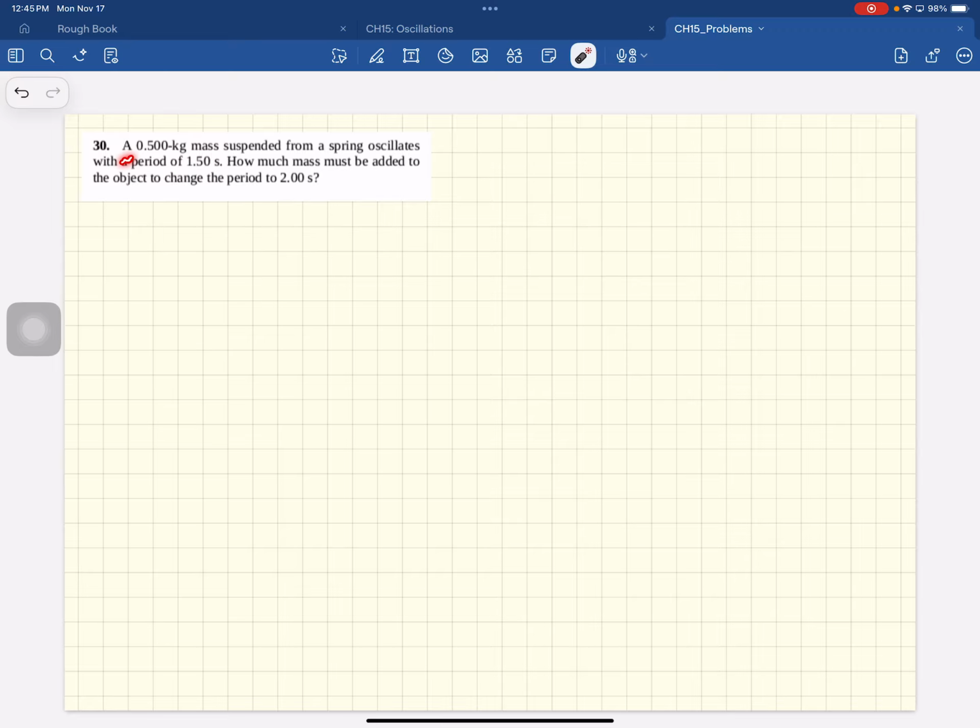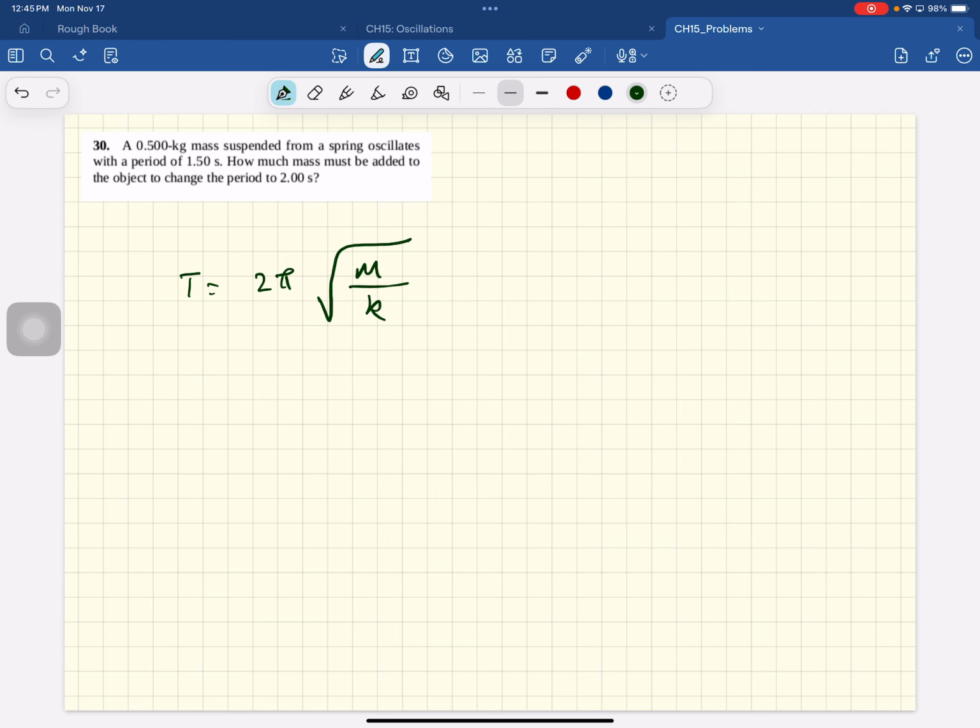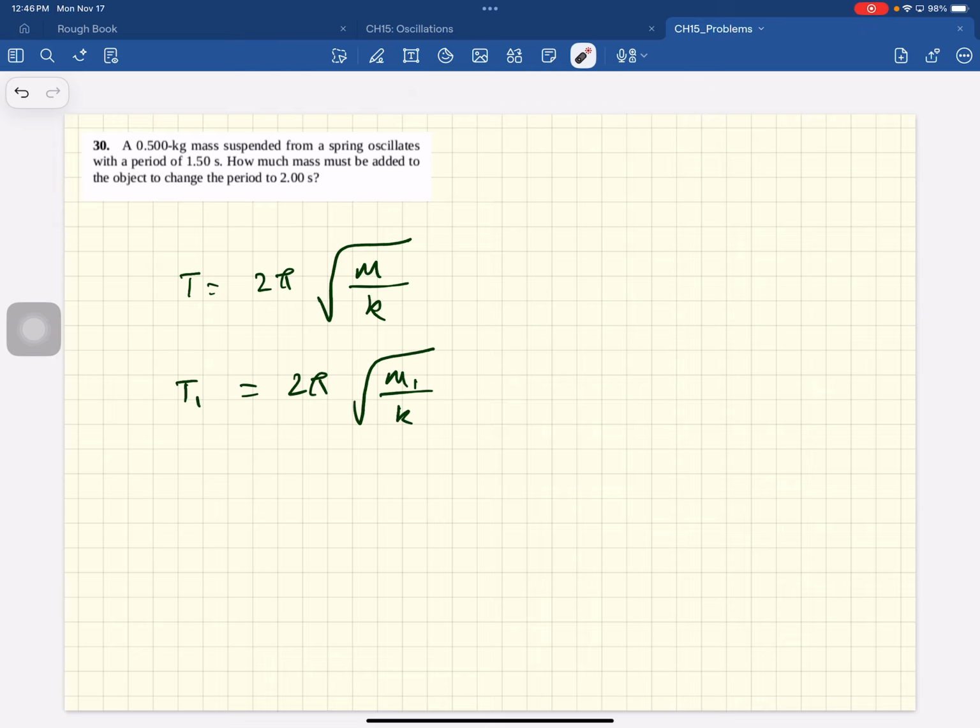This problem says a 0.5 kg mass suspended from a spring oscillates with a period of 1.5 seconds. How much mass must be added to the object to change its period to 2 seconds? Okay. So the period is given by 2 pi root m over k. All right, so T1 equals 2 pi root m1 over k. This is the period with that mass.